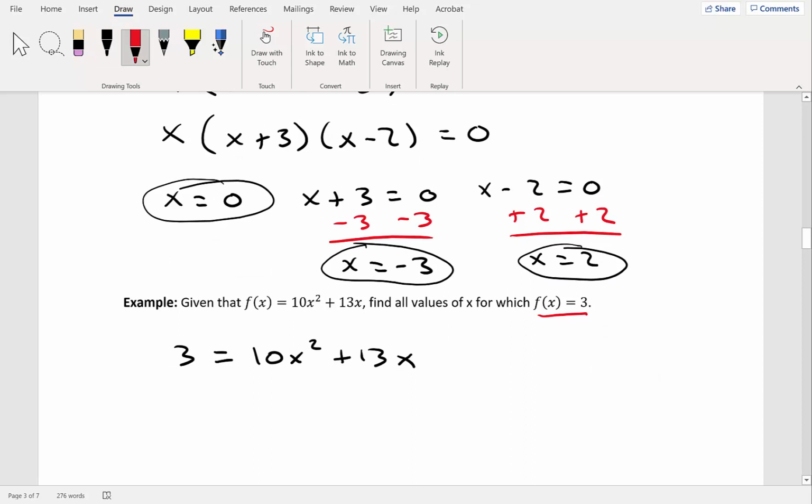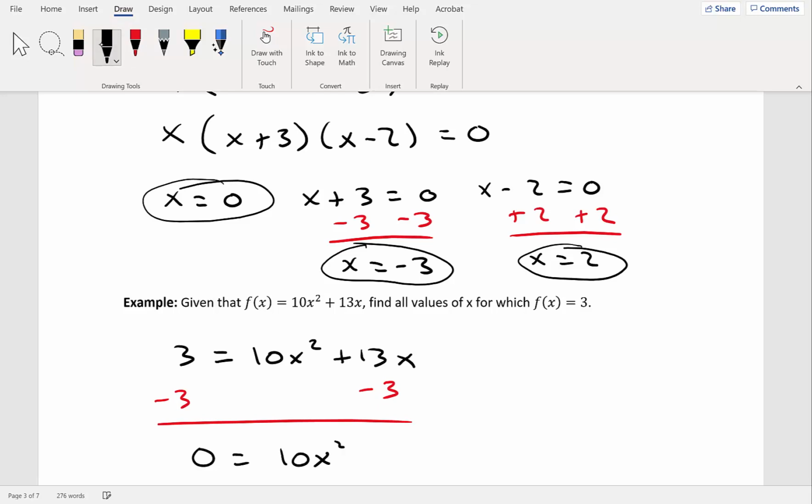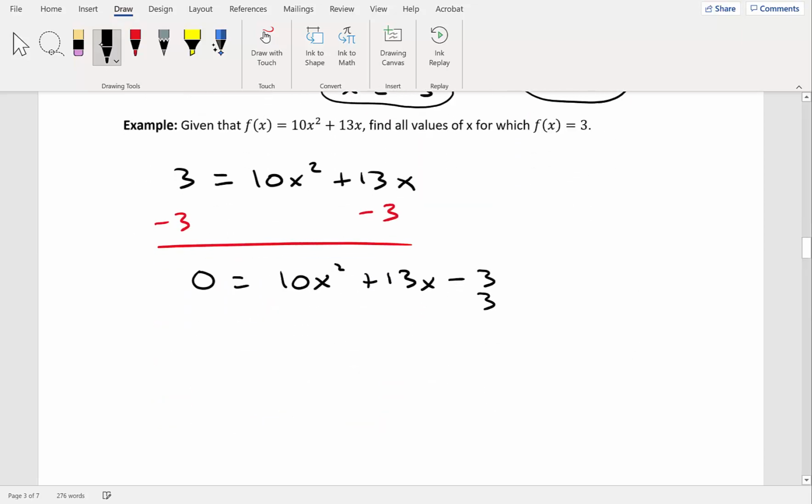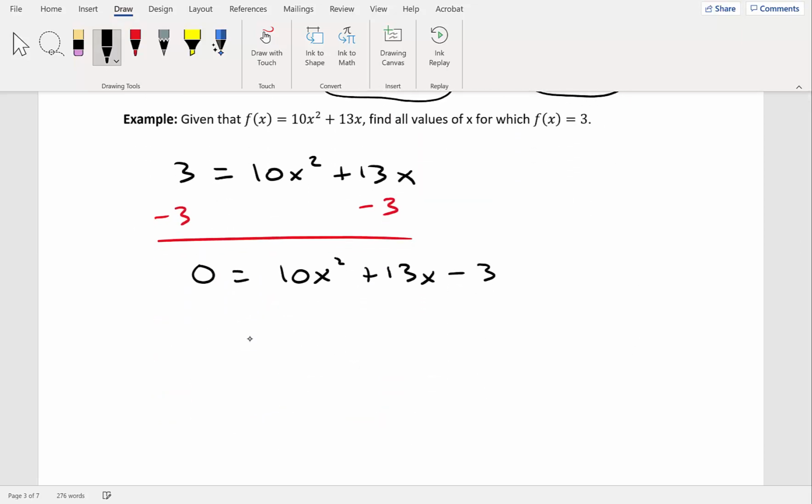And now we have our quadratic equation that we need to solve. So we just had to set up the equation first, and now we go ahead and solve it. Solving it is very similar. Get one side equal to 0. So we have 0 is equal to 10x squared plus 13x minus 3. Now we have to factor this. So let's try to think of how we could factor this.